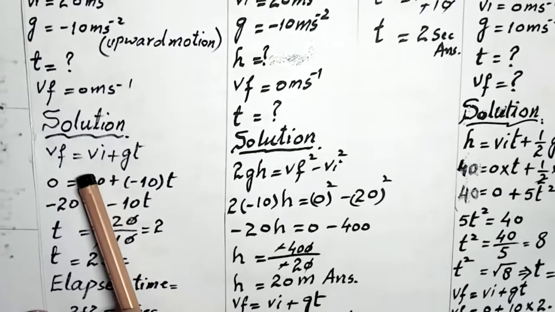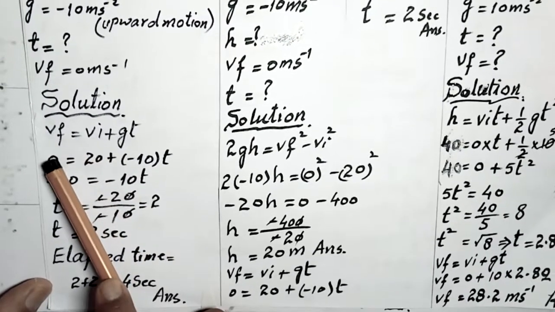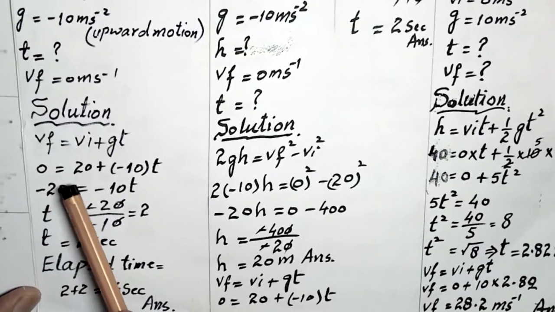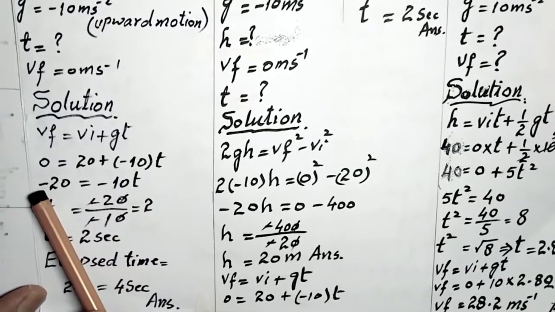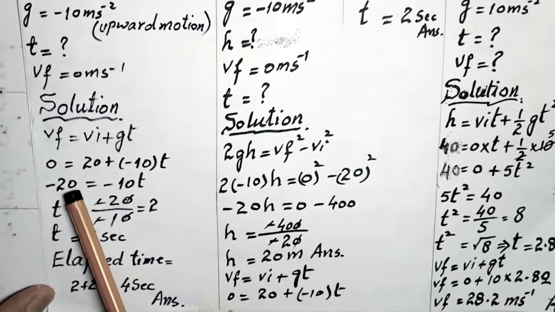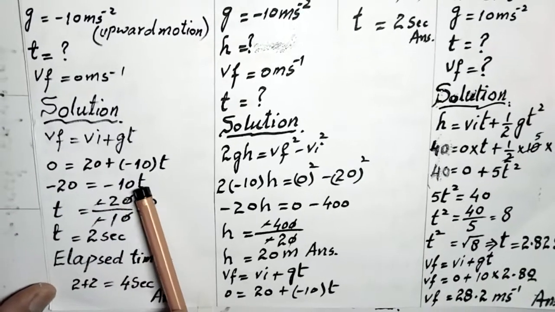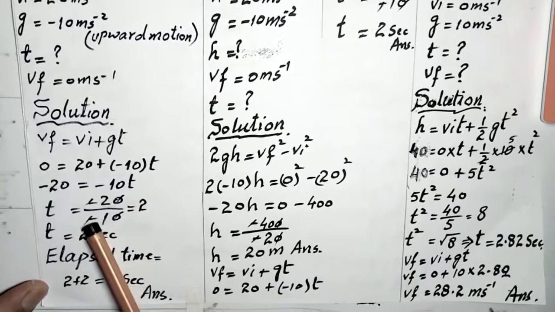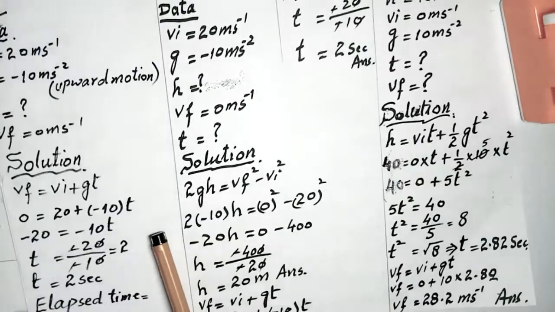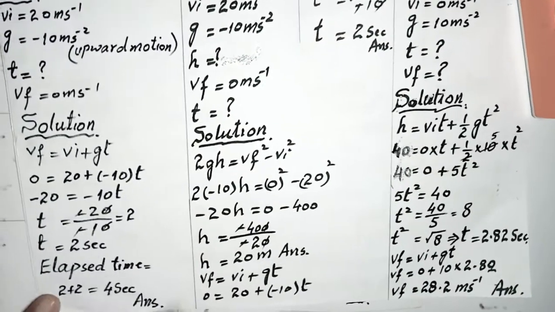ये 20 पॉजिटिव है, इसको हम इधर ले आएंगे इक्वल की दूसरी साइड पे, तो इसका साइन चेंज कर देंगे, तो साइन चेंज हो जाएगा, तो माइनस 20 एंड माइनस 10 टी. T is equal to minus 20 upon minus 10, so it is 2.